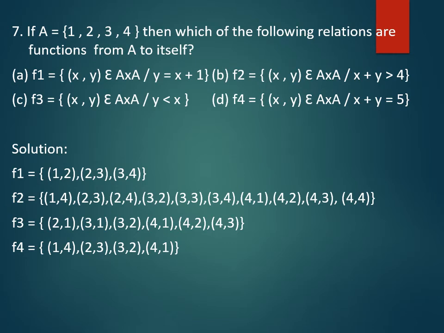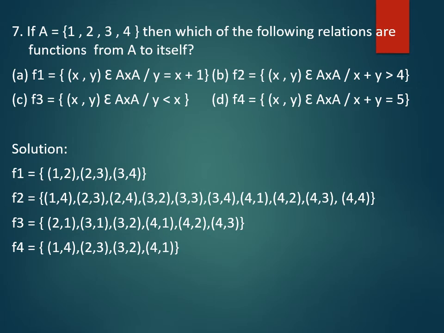So these are the elements of the relation f2 here. This is also not a function, because the elements 2, 3 and 4 have many images. You know that a mapping is a function only when it has a unique image. So these have many images, therefore f2 is not a function.